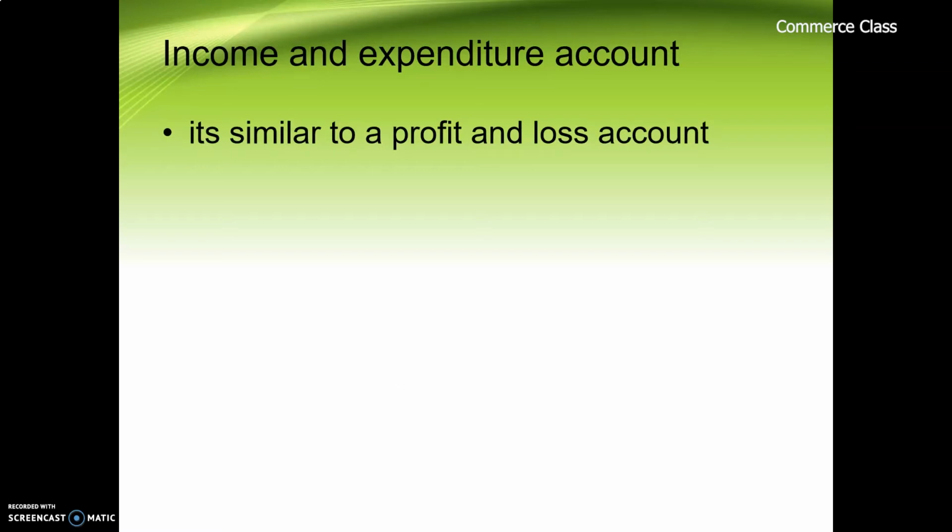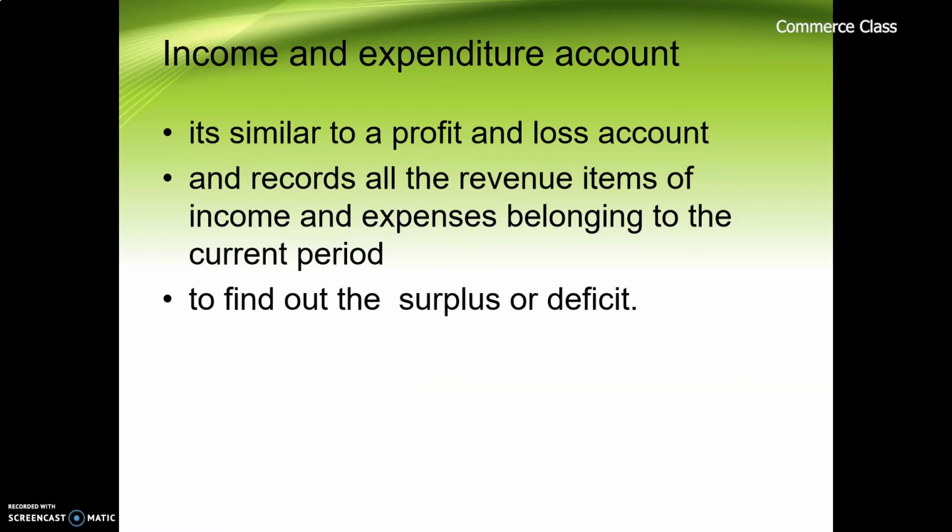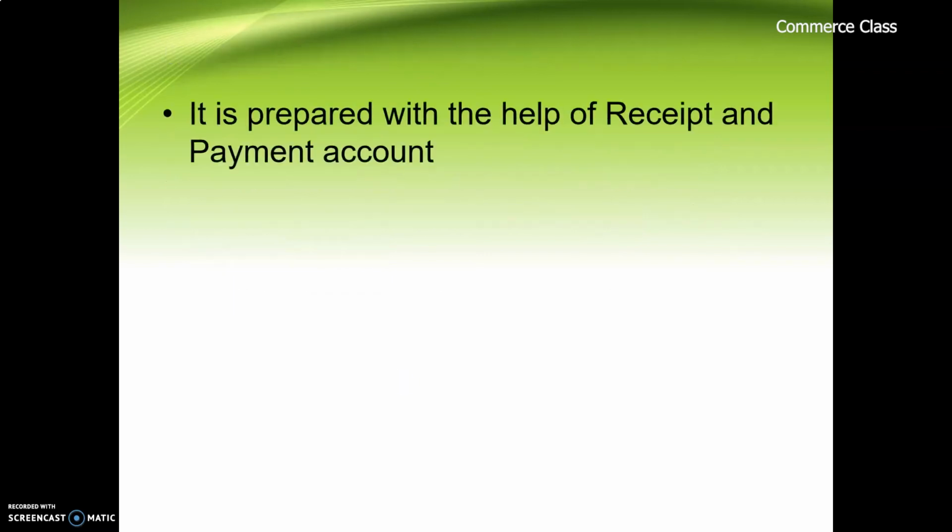That is, all incomes are shown on the credit side and all expenses shown on the debit side. However, in case of non-trading concern, the excess of income over expenses and losses is not termed as profit, but it is called surplus. Similarly, excess of expenses over income is called deficiency. The income and expenditure account is prepared with the help of receipt and payment account and the additional information available.